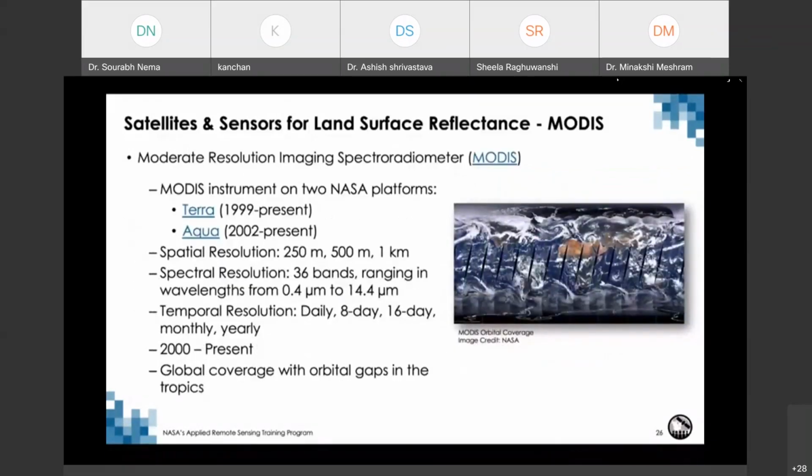The first instrument we'll discuss for land surface reflectance is the Moderate Resolution Imaging Spectroradiometer, or MODIS. It is a 36-band spectroradiometer measuring visible and infrared radiation. The first MODIS instrument was launched on board the Terra satellite in December 1999, and the Aqua satellite in May of 2002. The MODIS instruments on Terra and Aqua image the same area on Earth approximately 3 hours apart, observing the entire Earth's surface every 1 to 2 days.